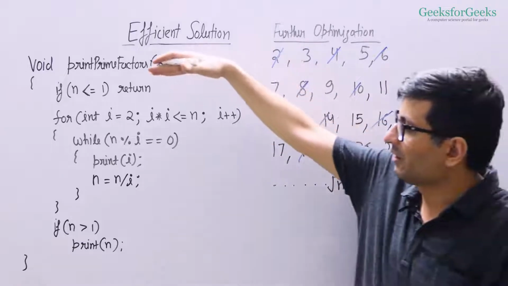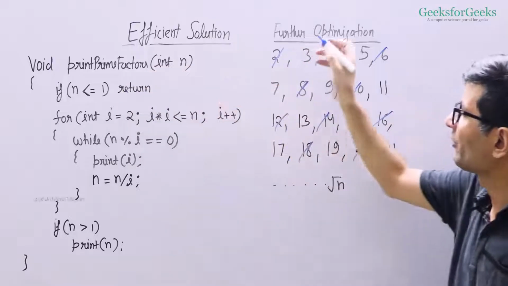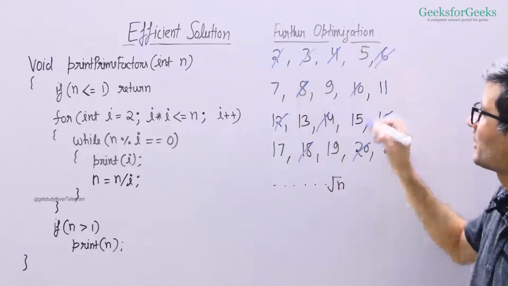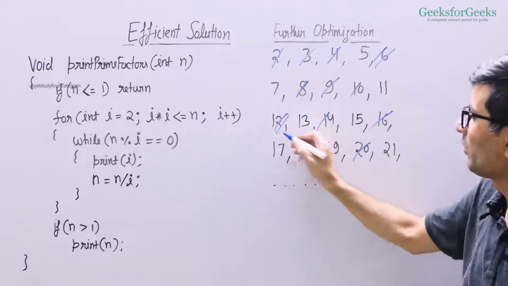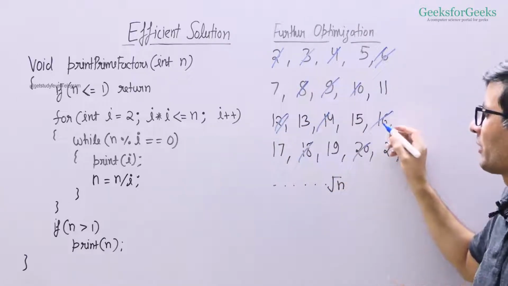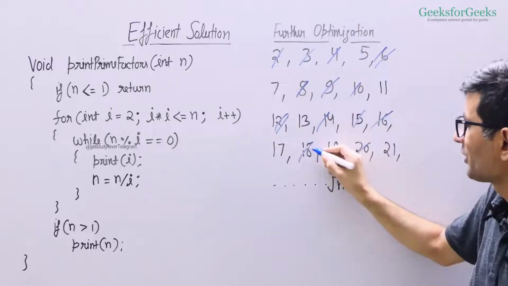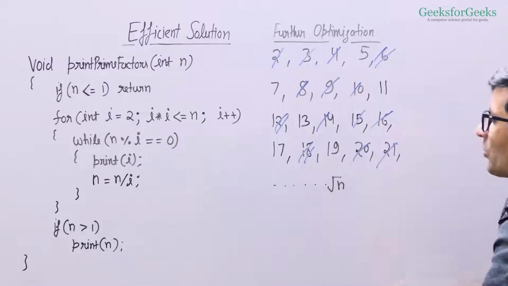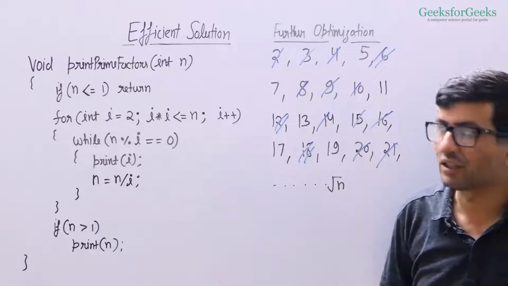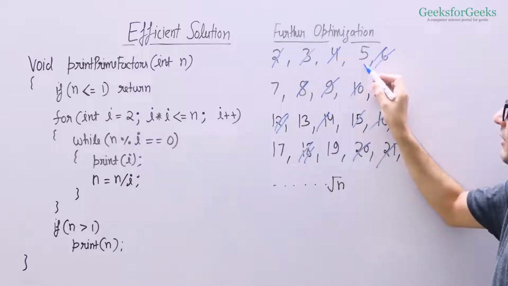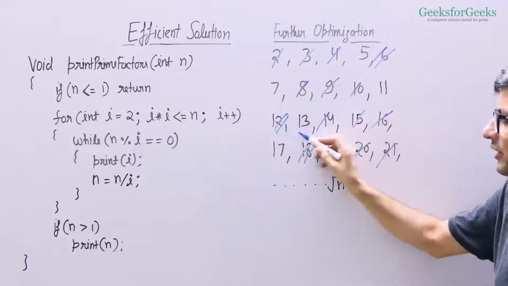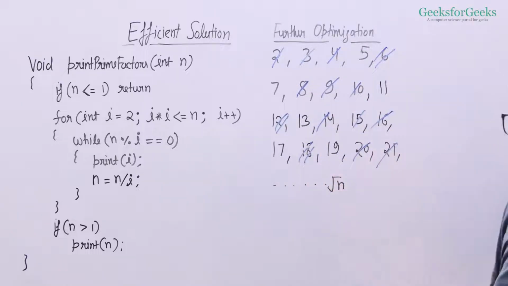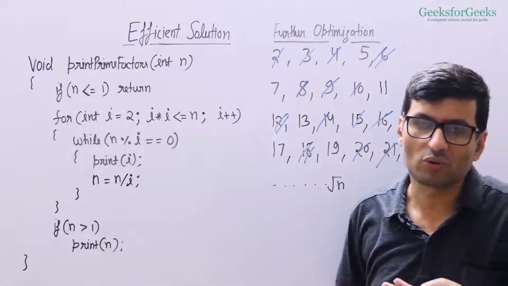Similarly, if I handle 3 explicitly, I don't have to check for these numbers 3, 6, 9, 12. 12 is already struck out, but still we can avoid these numbers, 21. So all these numbers don't have to be checked. The only numbers that we need to check are 5, 7, 11, 13, 17, 19. So numbers like these only have to be checked.